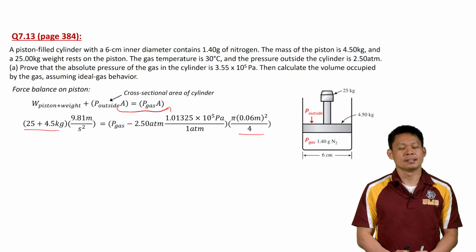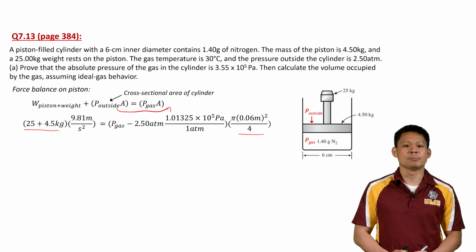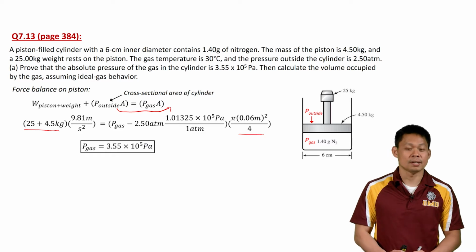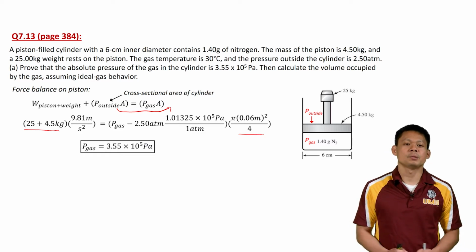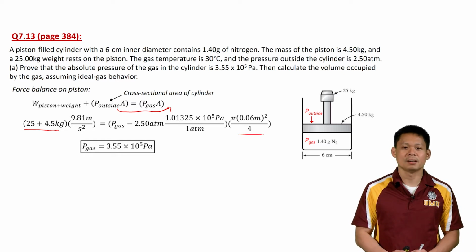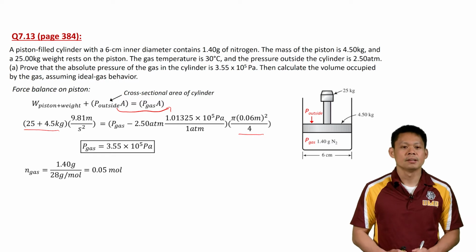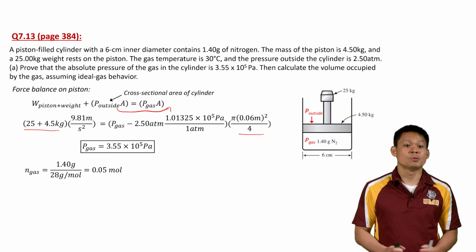We're going to do everything in SI units, so I'm converting 2.5 atmospheres to SI units. From there, I can solve for P gas, and you can show that it is 3.55 times 10 to the 5 pascals. Okay, once we have the pressure of the gas, to calculate the volume occupied by the gas, assuming ideal gas behavior, just use the ideal gas law. Before we can do that, we need the number of moles of the gas.